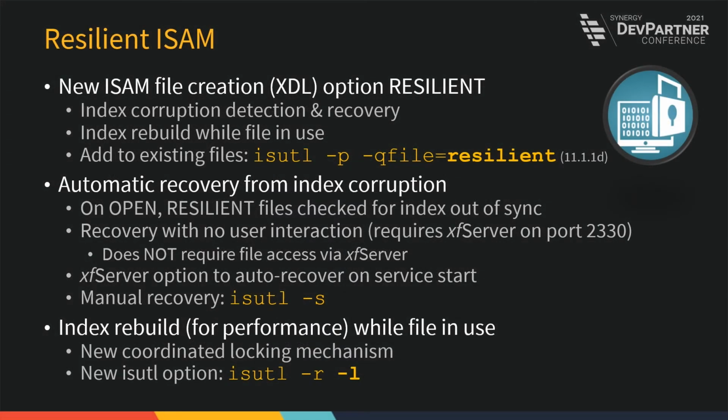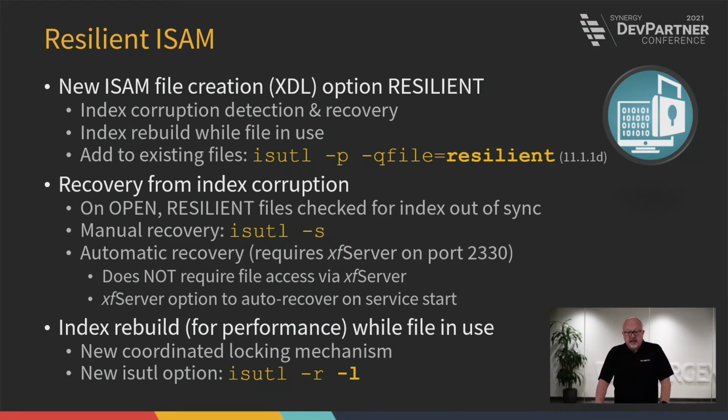One of the new features that's been added to ISAM is a new setting called Resilient ISAM, which can be applied on a file-by-file basis. Resilient ISAM files allow index corruption to be detected and recovered from while the file is in use, which is obviously a major step forward. You can add this feature to an existing file. The file does have to be patched to the latest ISAM revision in order for this to happen. But once it is, you can use the isutl -p -q file=resilient. As you can note from the slide here, this was added in 11.1.1d.